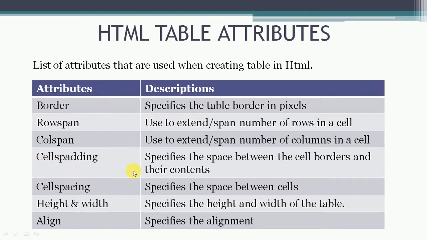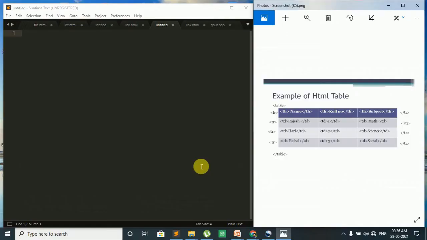Cellpadding specifies the space between the cell's border and its contents. Cellspacing specifies the space between cells. Height and width specify the height and width of the table. The align attribute specifies the alignment. We are going to make this table, okay?